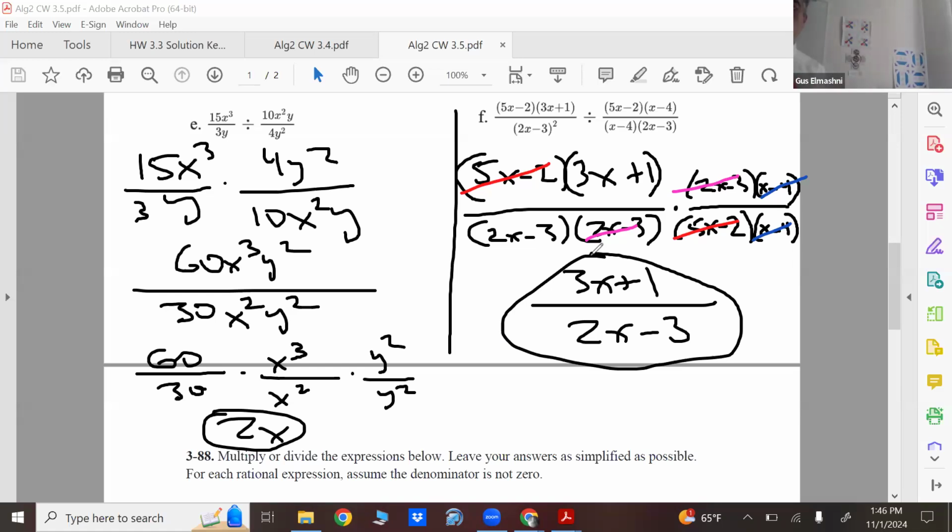Remember, 2x minus 3 squared is twice in the first fraction. Writing it out more than once. Okay, we're okay with that? Yeah. All's good. All right, let's keep moving.